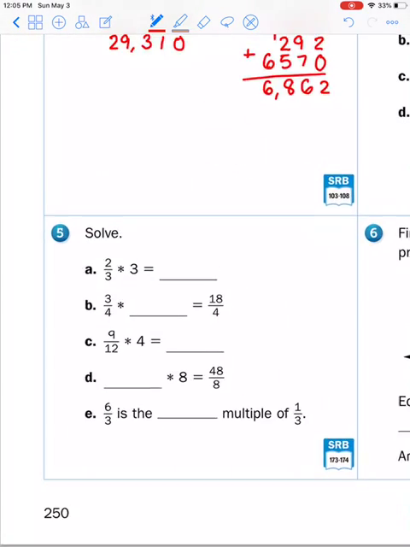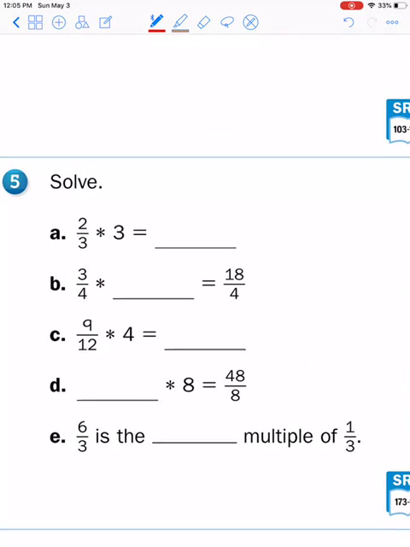Okay, let's go to 5, more fractions. This time we are multiplying. So 2/3 times 3. You are multiplying the numerator and the whole number, and you're keeping this, which is going to be 6, and you keep the same denominator. But 6/3 can also be written as 2, the whole number 2.